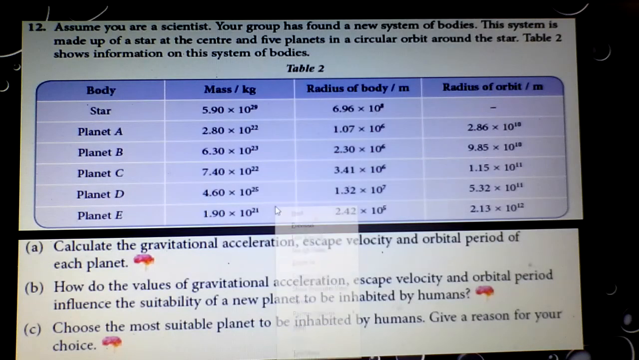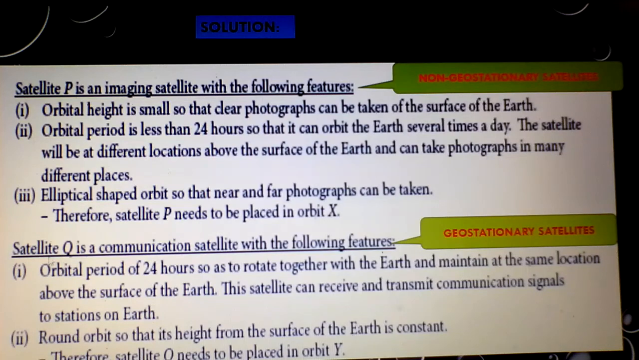For Q, this is a geostationary satellite. Orbital period of 24 hours so as to rotate together with Earth and maintain the same location above the surface of the Earth. This satellite can receive and transmit communication signals to stations on Earth. Round orbit so that its height from the surface of Earth is constant. Therefore, satellite Q needs to be placed in orbit Y. So this is the geostationary satellite, the communication satellite.